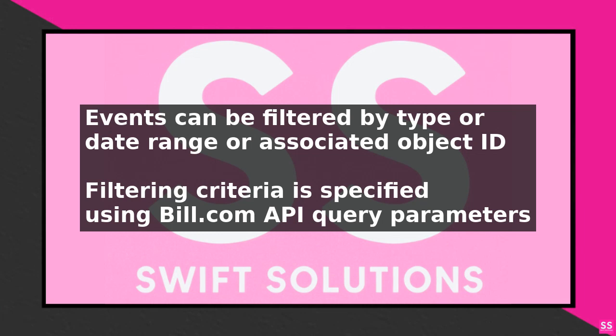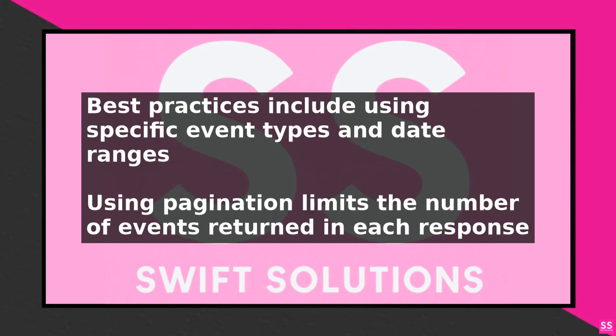Here is an example of how to filter all invoice-created events that occurred within a specific date range. You would use the following API query. events?event_type=invoice_created&start_date=2022-01-01&end_date=2022-12-31.